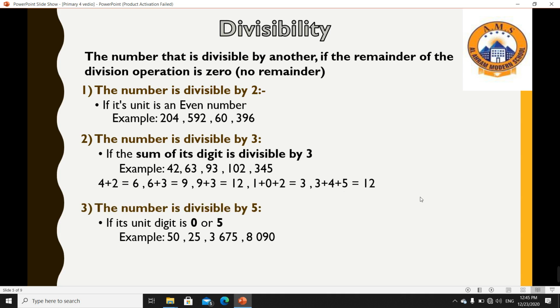Next is 5. How can I know or recognize that a number is divisible by 5? Look at the unit digit. The unit digit is my key. If I find 0 or 5 in the unit digit, that means that this number is divisible by 5. Super. Any number, large number, small number, when its unit digit is 0 or 5, it's divisible by 5.